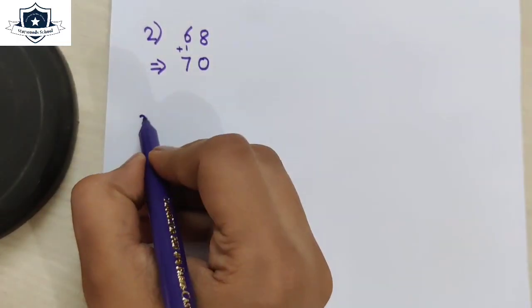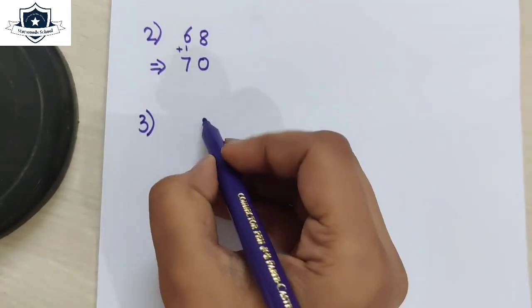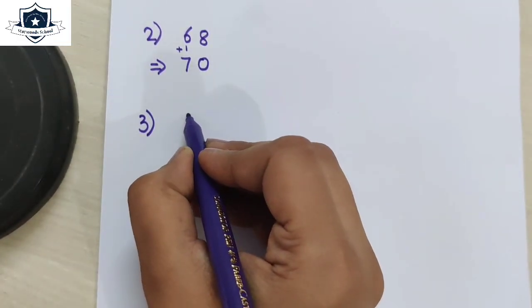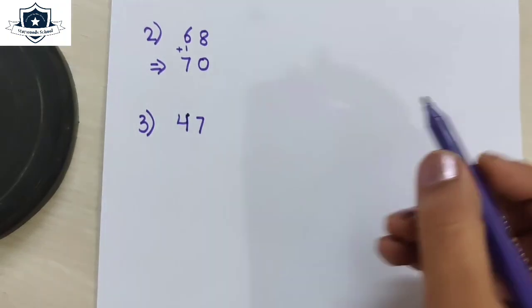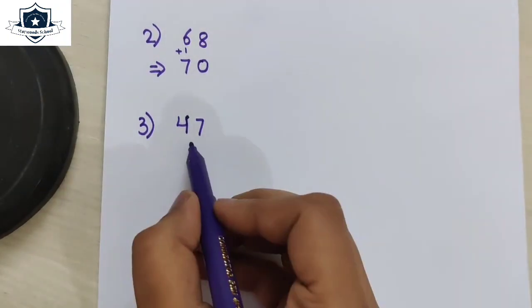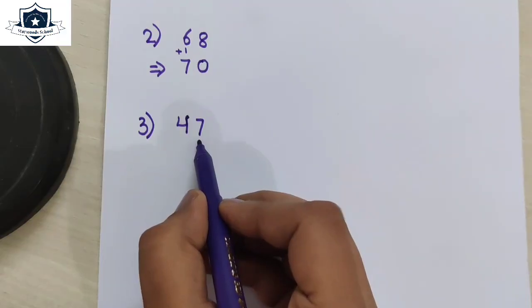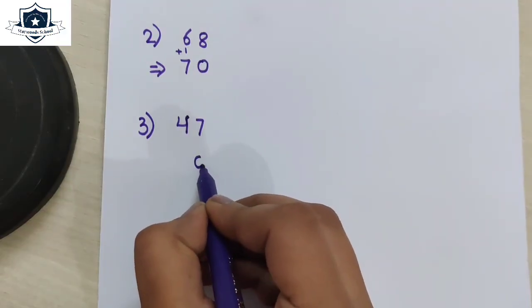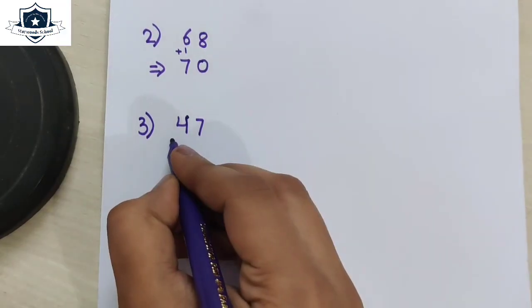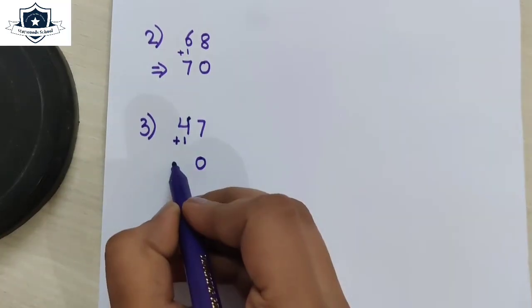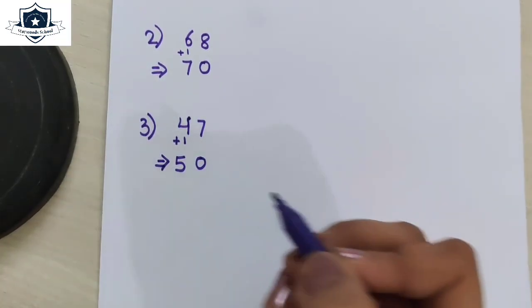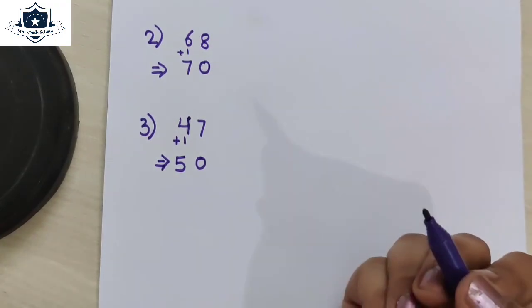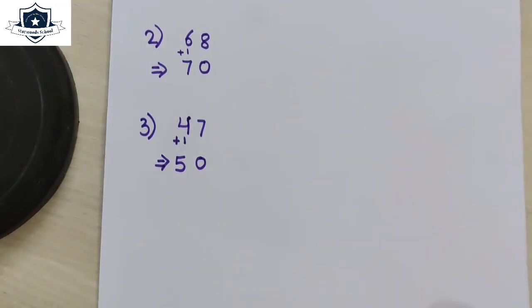Let's take up another example. Rounding off again to the nearest 10, I will take 47. It falls in 5 to 9 bracket. We'll see only the first place. So this will become 0 and the previous number will be added with 1. That becomes 5. So the answer is 50. Nearest 10 is 50.